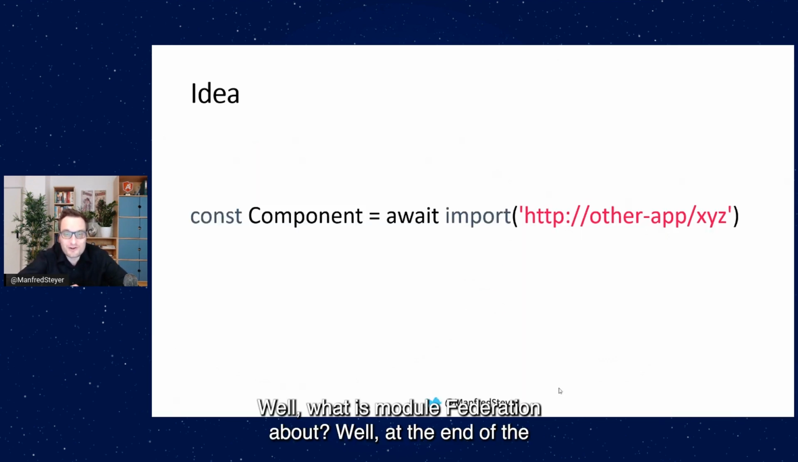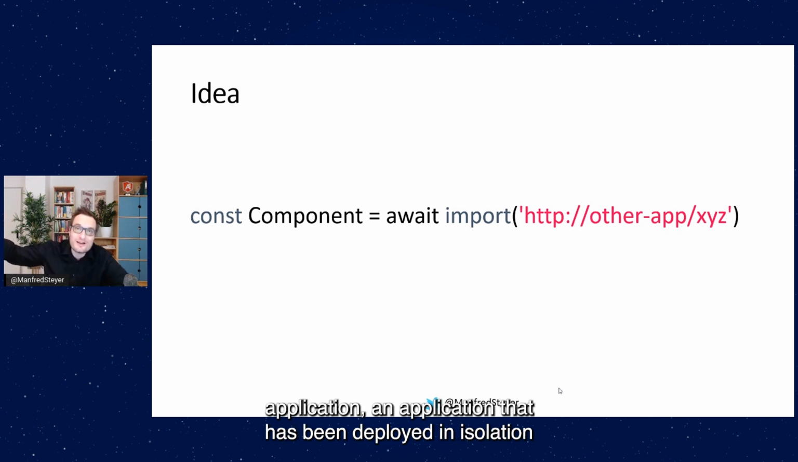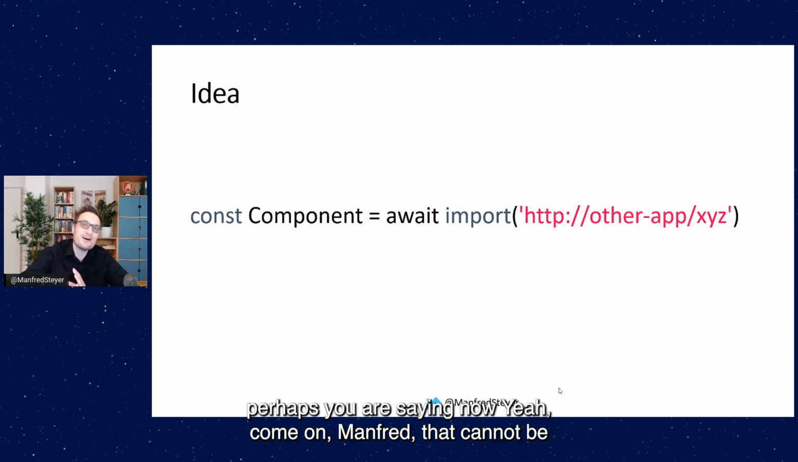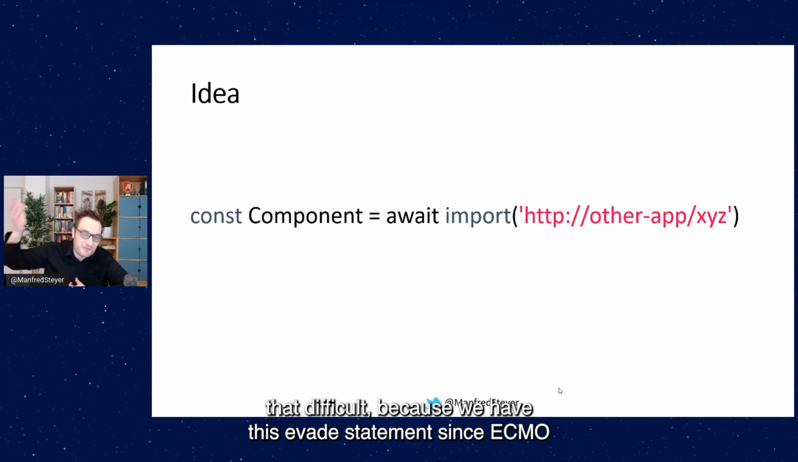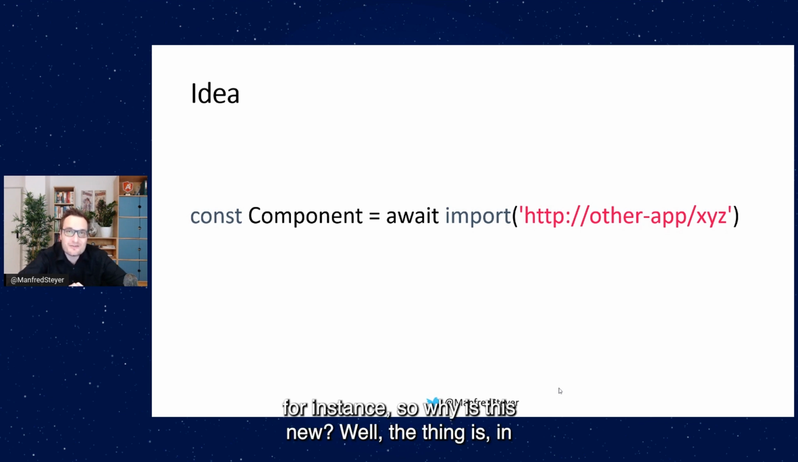Well, what is Module Federation about? Well, at the end of the day, Module Federation allows you to do something like this here. It allows you to load something from a different application, an application that has been deployed in isolation, that has been also built and developed in isolation. And perhaps you are saying now, yeah, come on, Manfred, that cannot be that difficult. Because we have this await statement since ECMAScript 2017, and even before we had counterparts like require, for instance. So why is this new?